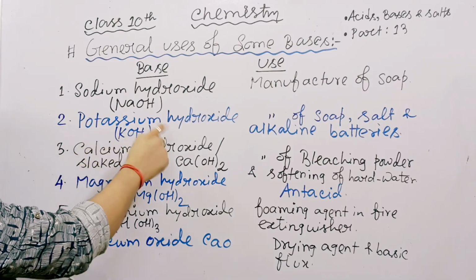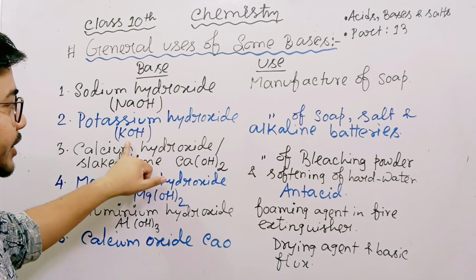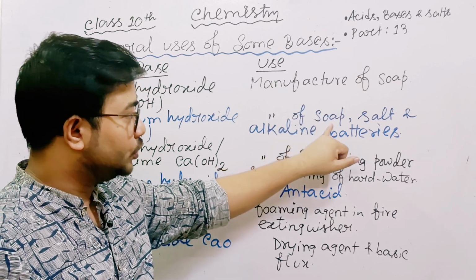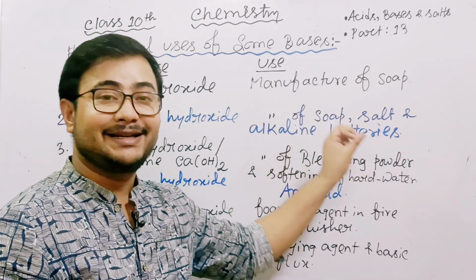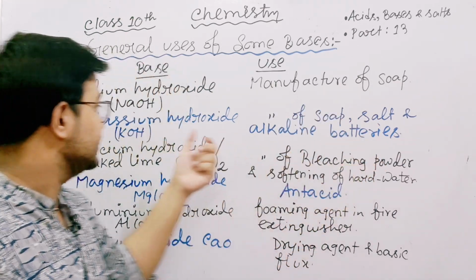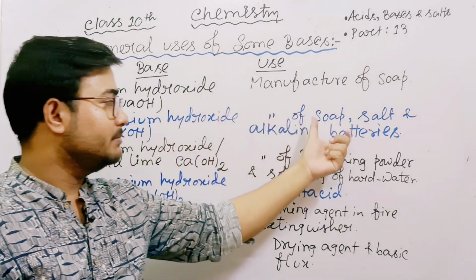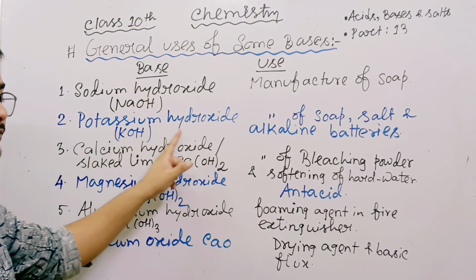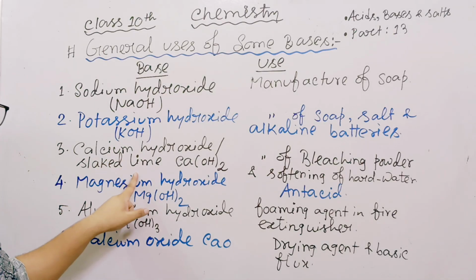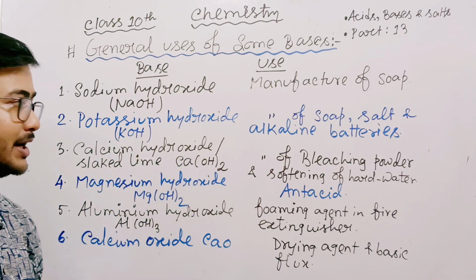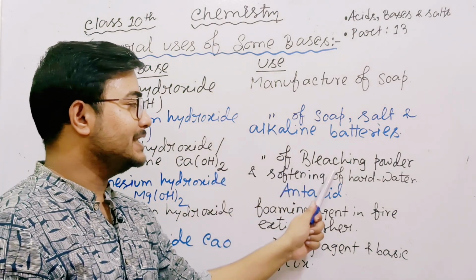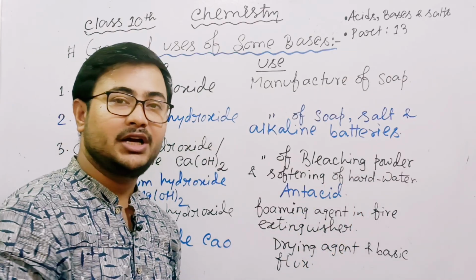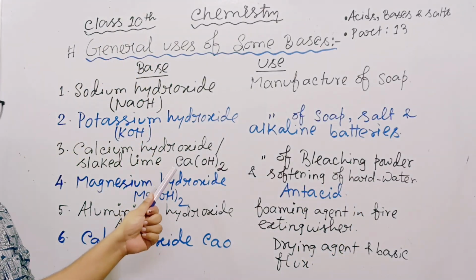The second base is potassium hydroxide, KOH. Potassium hydroxide is used in the manufacture of soap, salt and batteries, alkaline batteries, because it is an alkali base. Third is calcium hydroxide. Another name of calcium hydroxide is slaked lime. Formula is Ca(OH)2. It is used in bleaching powder. Do you know bleaching powder? In bleaching powder, the main ingredient is calcium hydroxide.